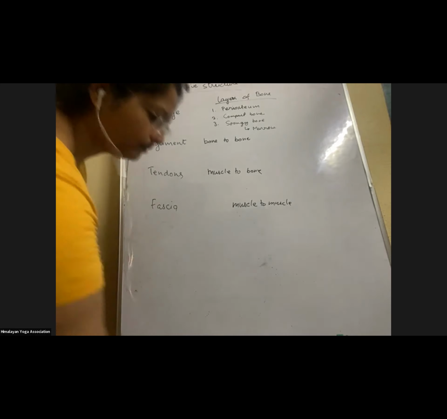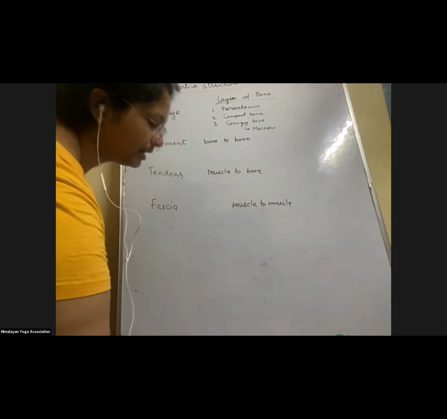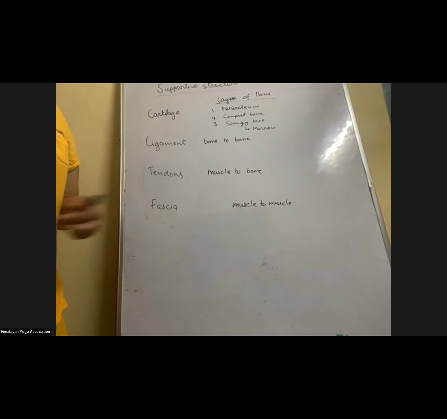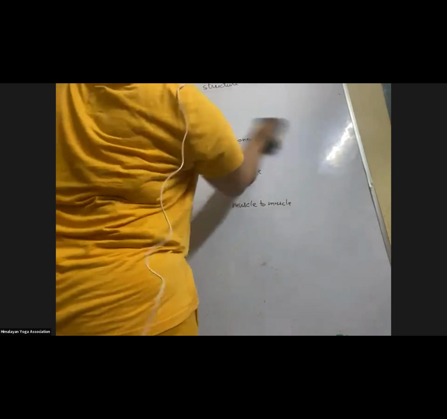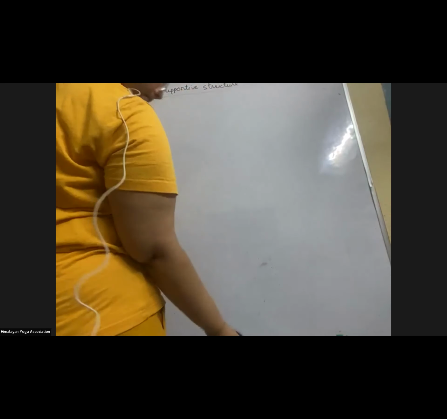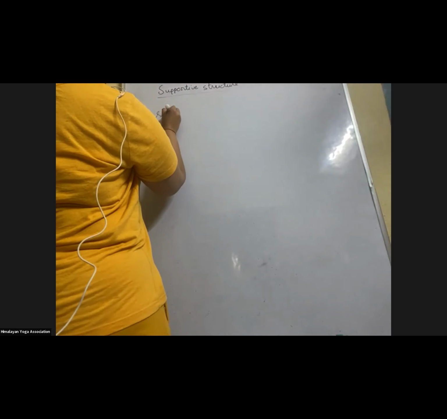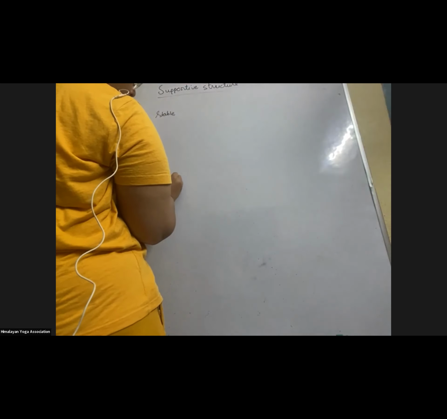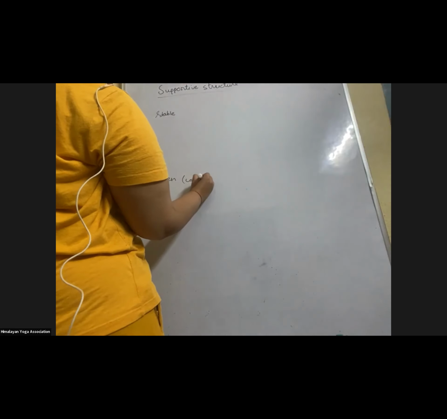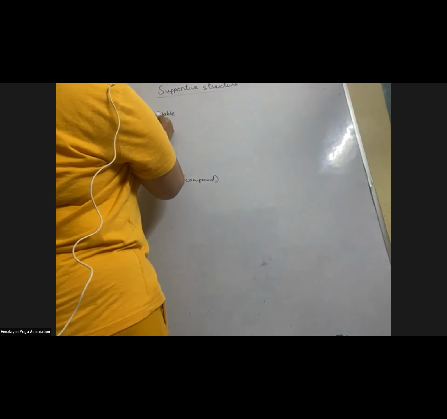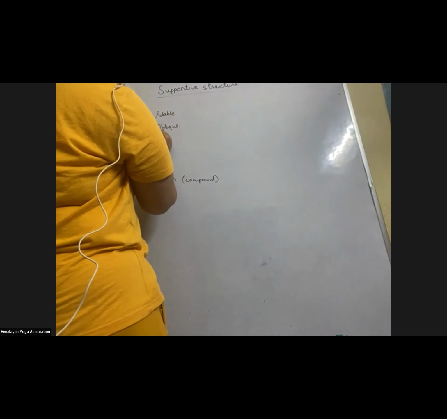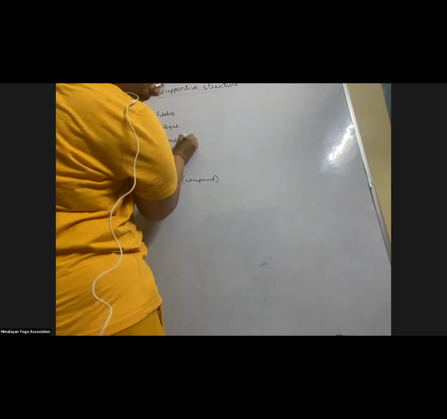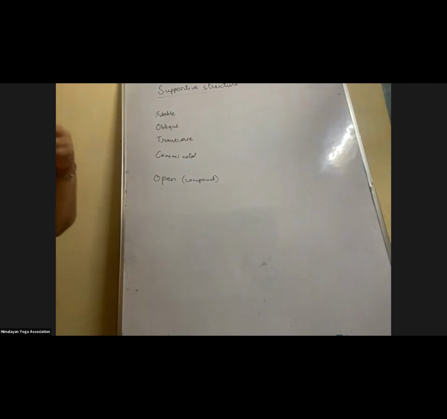We studied types of fracture yesterday. Stable fracture, open fracture, oblique, compound, comminuted, transverse, and comminuted.